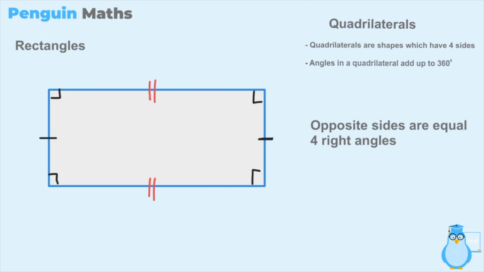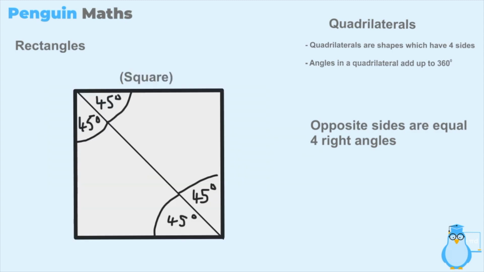One thing we mentioned about squares in the previous slide was that the diagonal line that joins either corner created 2 symmetrical triangles.